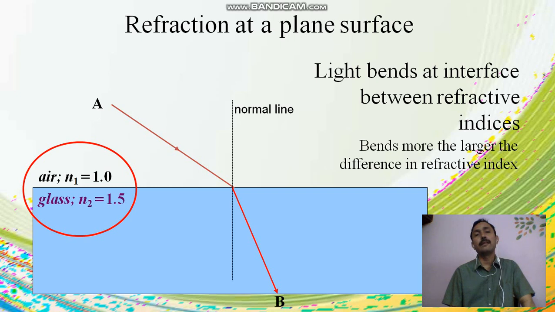Refraction at a plane surface: light bends at the interface between different refractive indices, and bends more the larger the difference in refractive index. This is air, whose refractive index we consider as 1.0, and glass, whose refractive index is 1.5. This is the normal line. Light is coming from this direction A and after refraction it is moving along B. This is the angle of incidence, and this is the refracted angle.